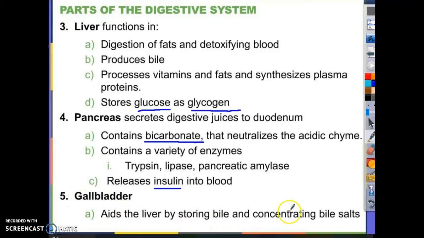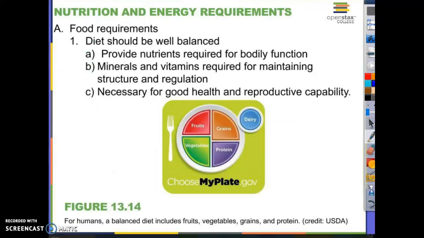The gallbladder stores bile, concentrates some of that bile, and then empties that bile into the digestive system.